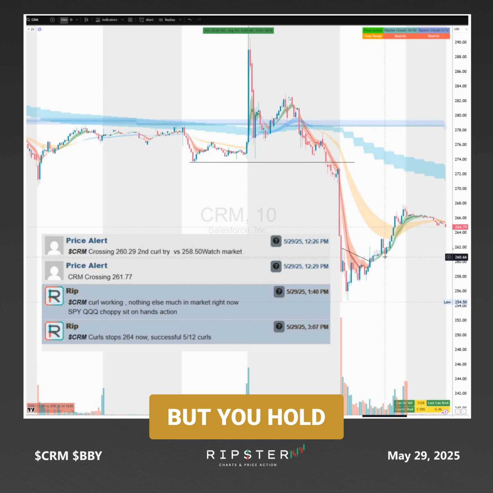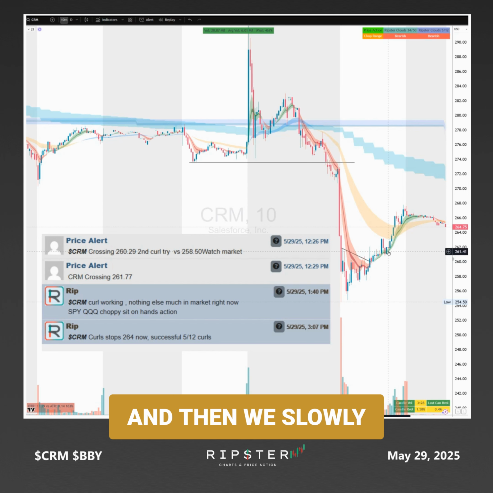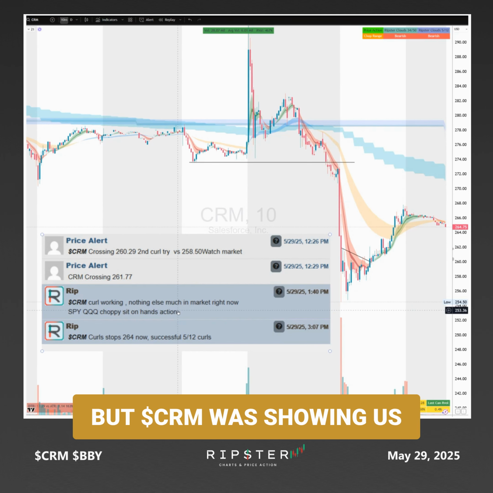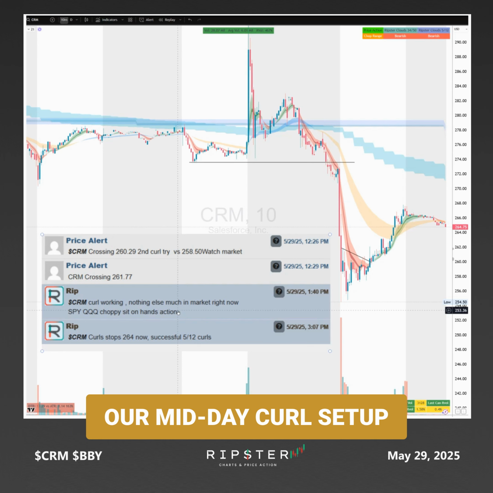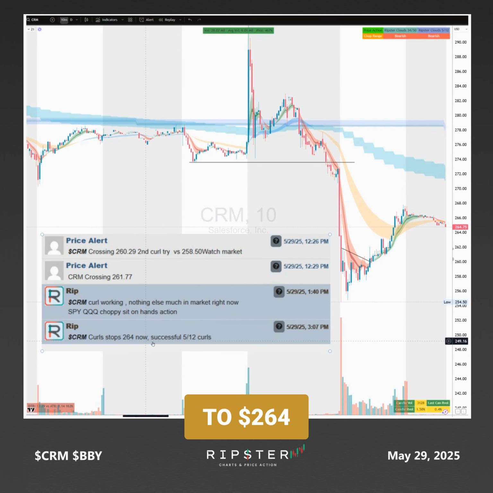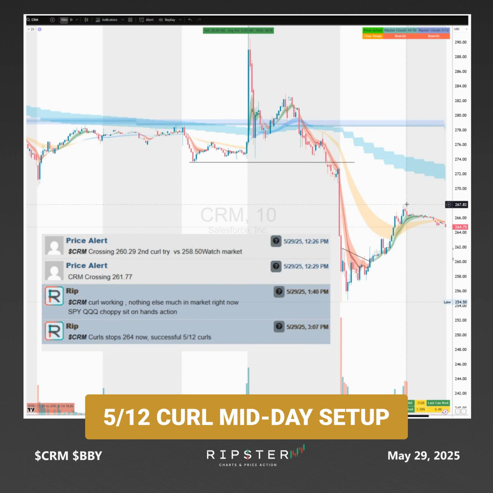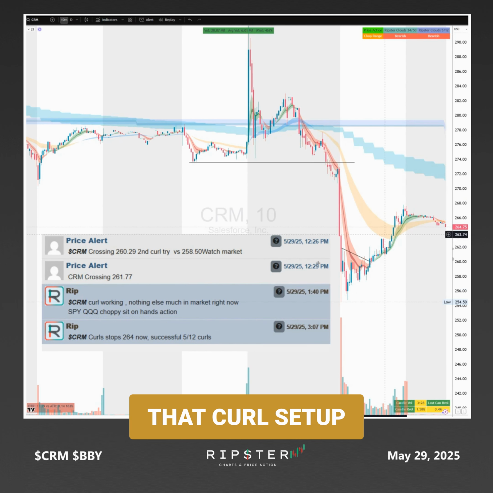That's the stop you can use, but you hold your longs there for the curl setup, and then we slowly started to push higher. Curls were working. Remember, the market was still choppy, but CRM was showing us the curl setup. So that was our midday curl setup. Then we moved our stops to 264, and that was a successful 5-12 curl midday setup. Even if you didn't short it, you could trade that curl setup, a 10-minute setup, so a high probability curl setup. So that was CRM.